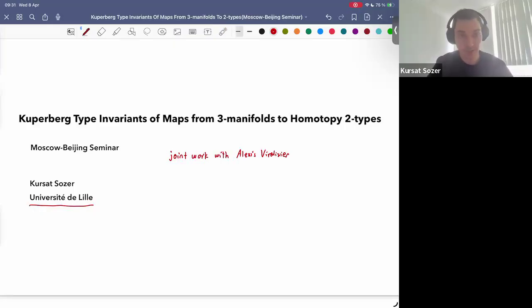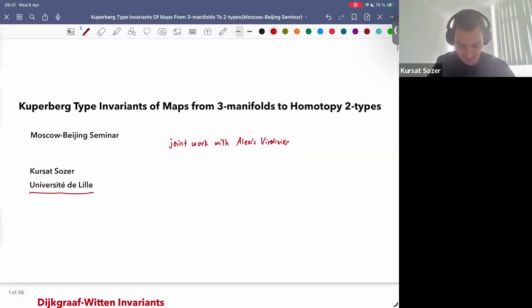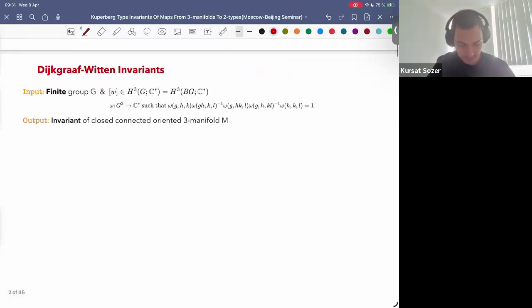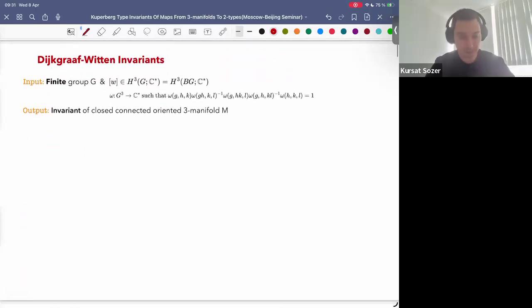So I will talk about Kuperberg-type invariants of maps from 3-manifolds to homotopy 2-types. The title is long, so let me explain from what we know in three-dimensional topology and TQFT history. Let's recall the Dijkgraaf-Witten invariants, which are famous in low-dimensional topology.